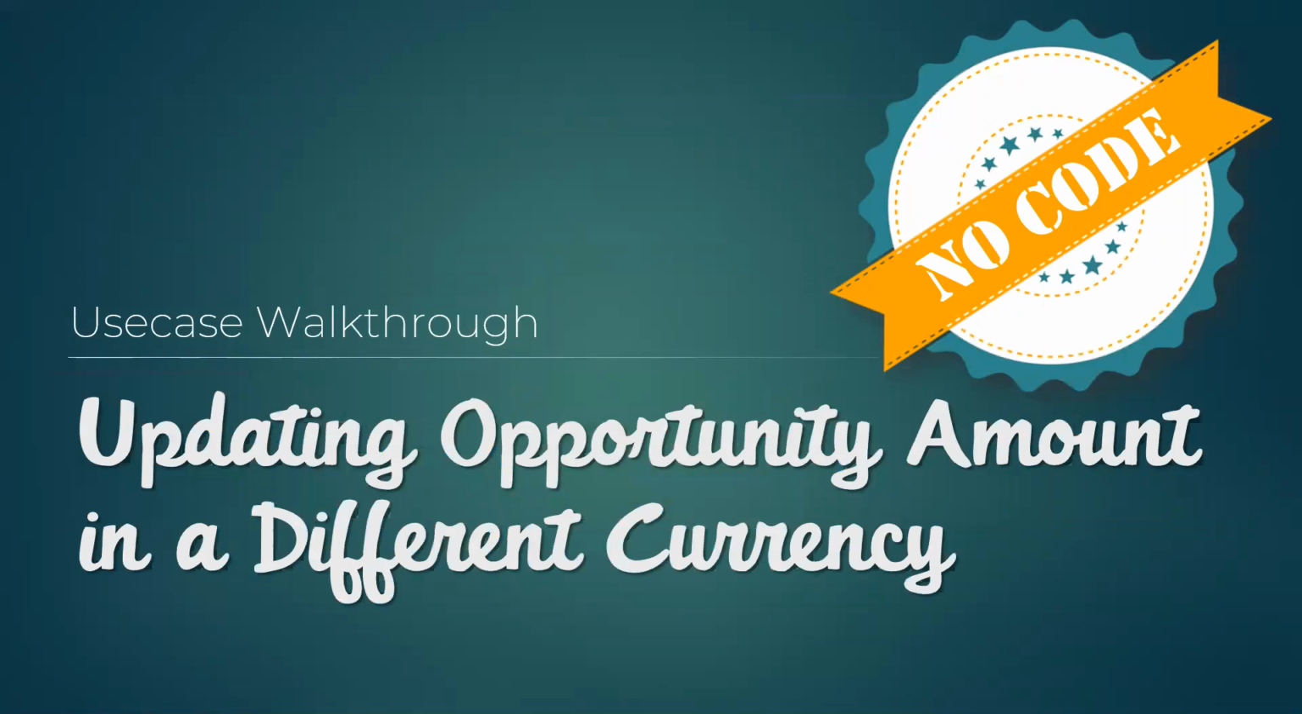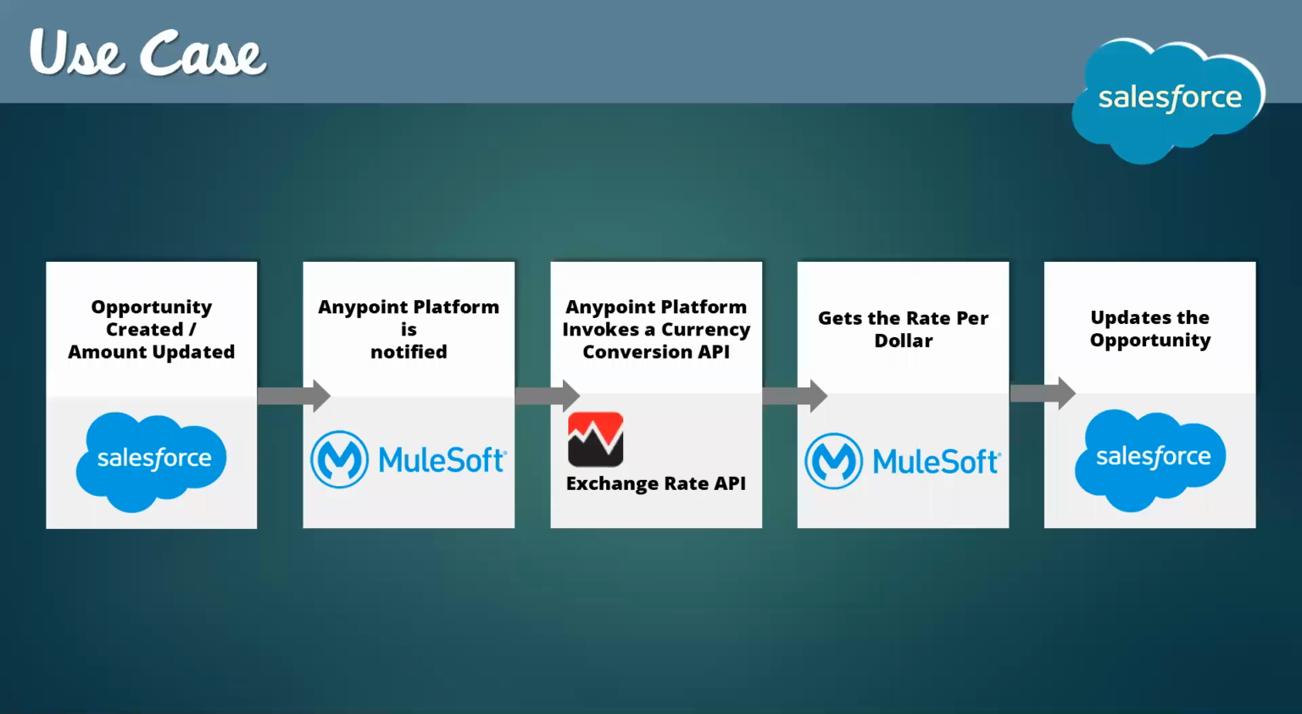Okay, so we will look at a use case: updating opportunity amount in a different currency. In this use case, we will see how we can use the Anypoint platform to do a simple currency conversion without writing a single line of code. When an opportunity is created or the amount is updated, it will be picked up by the Anypoint platform, which then talks to the exchange rate API to get the rates per dollar. And finally, Anypoint platform does the math and updates the opportunity with the converted amount.